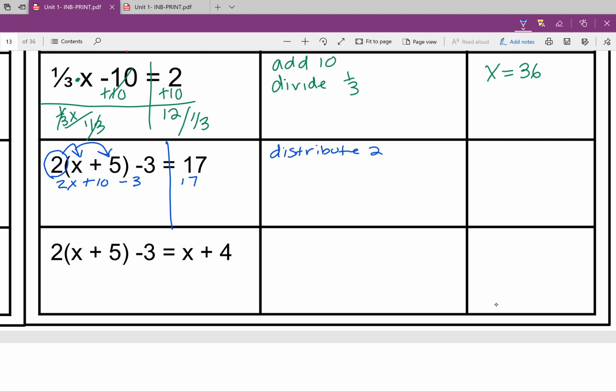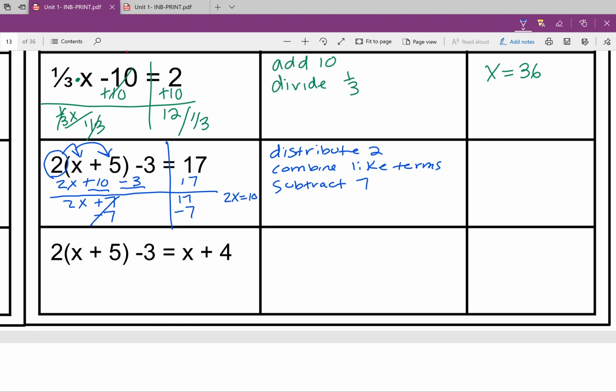2. Okay, now notice that I have a 10 and negative 3 on the same side. So that means I need to combine like terms. So I have 2x and 10 minus 3 is 7, so plus 7. And then bring down the 17. Now I'm going to subtract 7 since it's furthest away from my x. So subtract 7. And I am left with 2x equals 10.